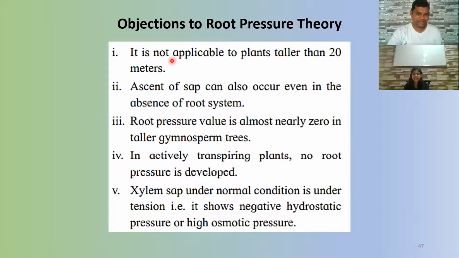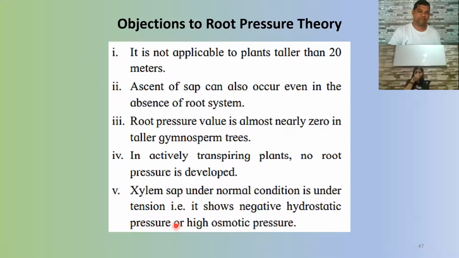That is another objection. The xylem sap, that means whatever is translocated through the xylem, under normal condition it has been noticed that it is under tension. Not mental tension, it is the physical tension, like water tension. There is a film of water which is under tension. So it is found to be showing a negative hydrostatic pressure.